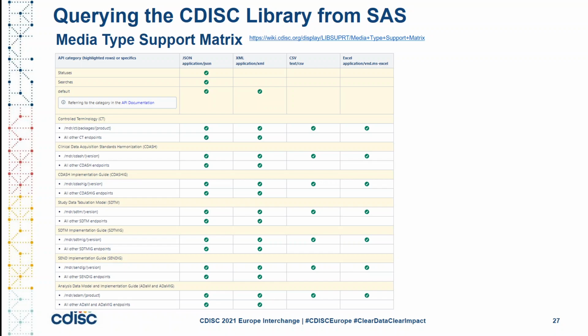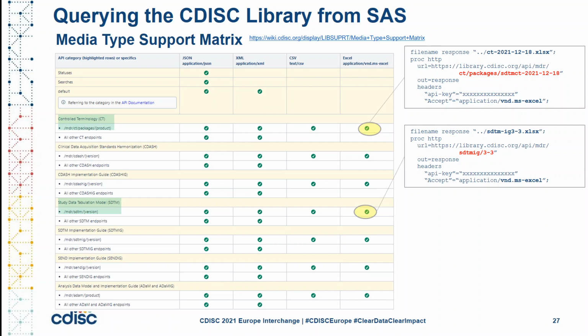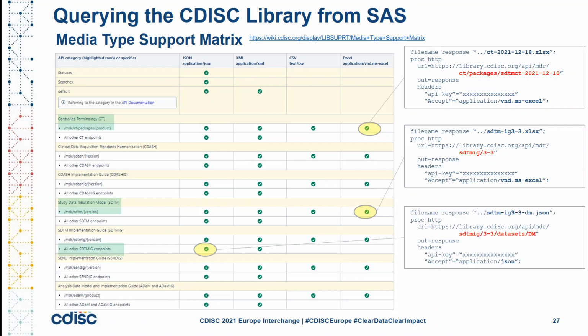So, for example, if we look at the media type support matrix available on the CDISC wiki, for the main guidance standards we can easily get the Excel file of, for example, one of the latest CDISC controlled terminology, or the latest implementation guidance, SDTM implementation guidance version 3.3. Instead, if you want to get only a partial set of metadata, such as only the DM domain metadata, these are only available in either JSON or XML format.